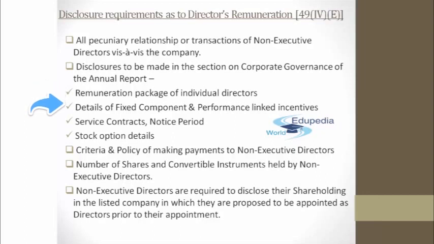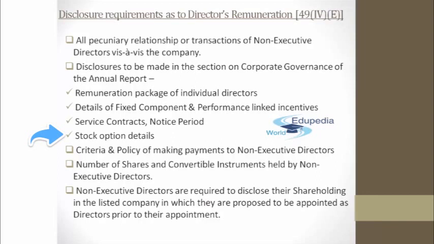Next, the details of the fixed component and the performance-linked incentives, along with the performance criteria. So what amount of salary are they taking as a fixed component, and what amount is being paid to them as performance-linked incentives. Again, this will be disclosed in the annual report itself. Next will be the service contracts, the notice period and the severance fees. All these things will be provided in the annual report itself. And finally, the stock option details.